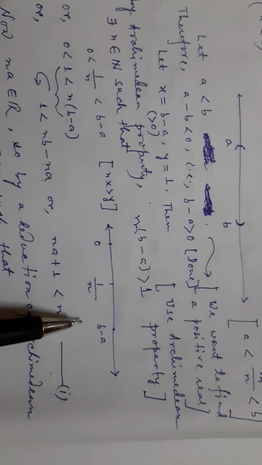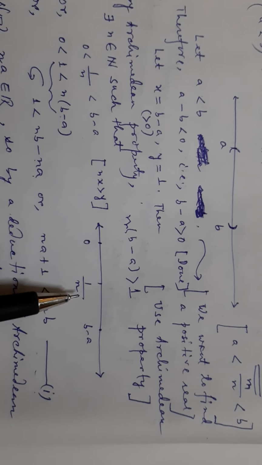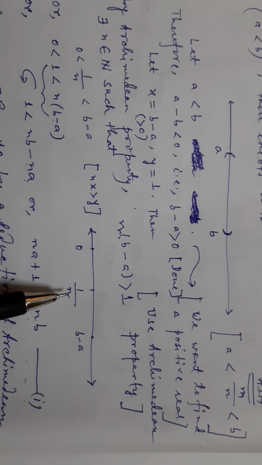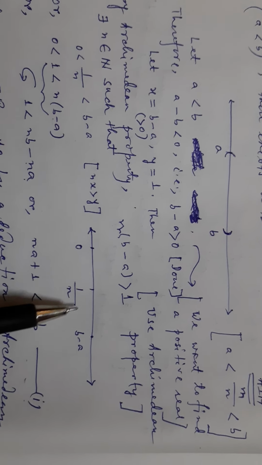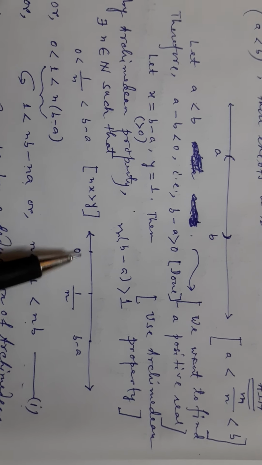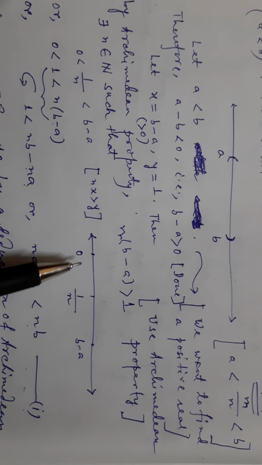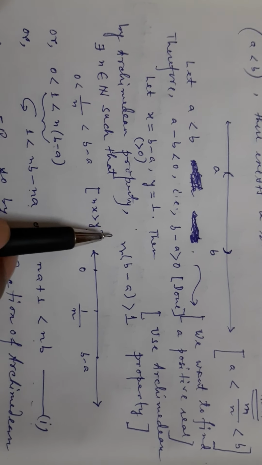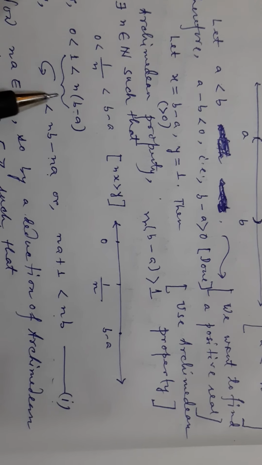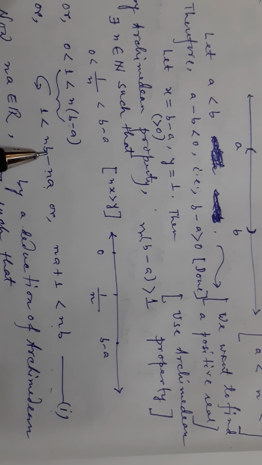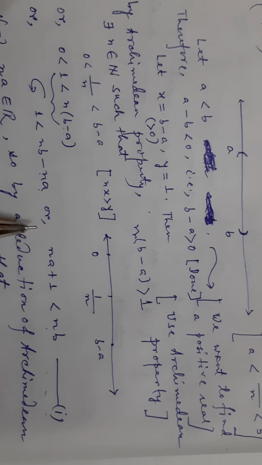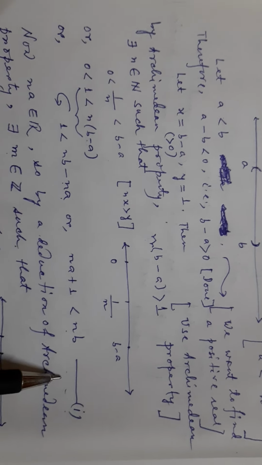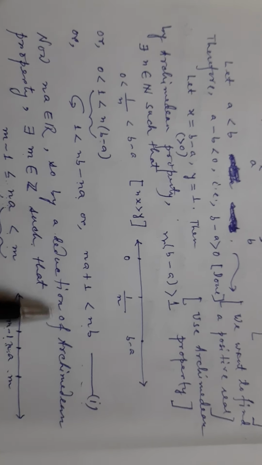So if we draw the sketch, we'll find that 1/n < b - a, and n is positive, 1 is positive, so 1/n is positive, so 1/n > 0. So 1/n is in between 0 and b - a. Now from this relation we get 1 < nb - na, and we write na + 1 < nb. This inequality is numbered as 1.